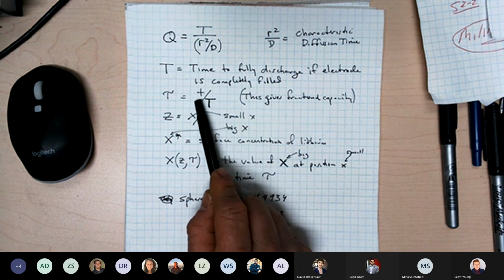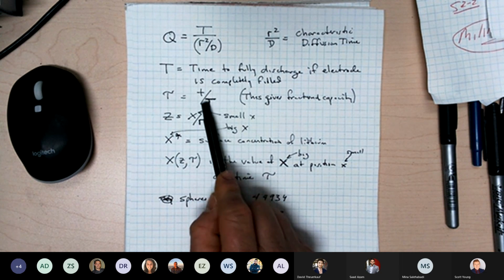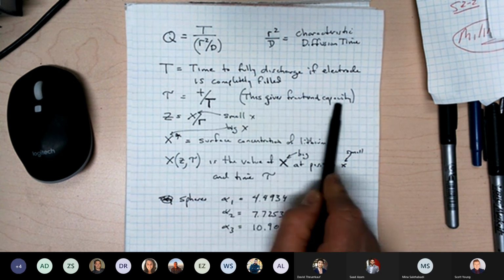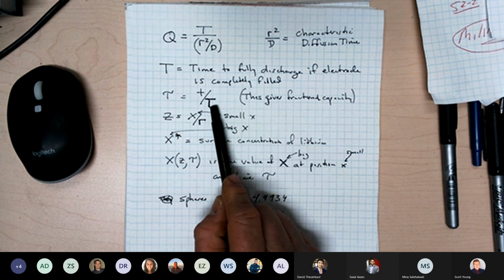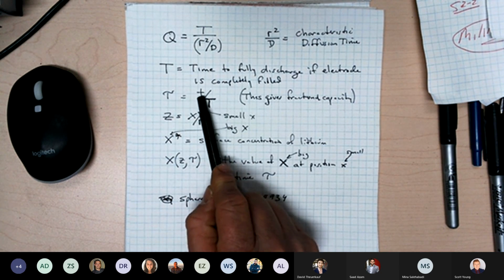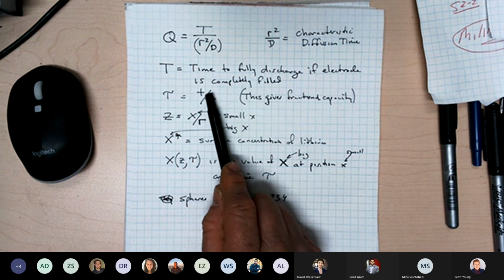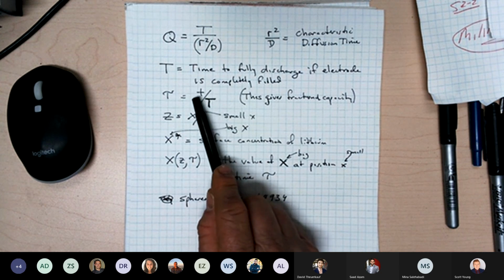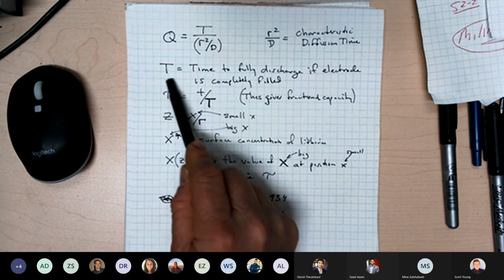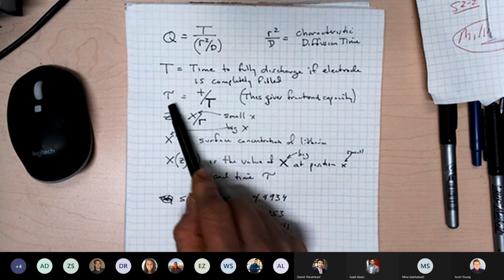So at any particular time, this gives you the fractional capacity. For example, if big T is 3 hours, you're doing C/3, and if you're at 1 hour, well, then the electrode is 1/3 filled with lithium. It may not be uniformly distributed in the particles because it's diffusing around, but still, you've added 1/3 of what you could. So this tau is the fractional capacity.